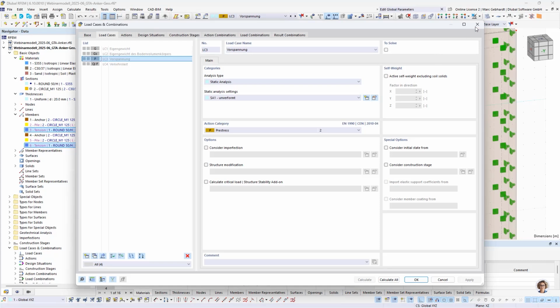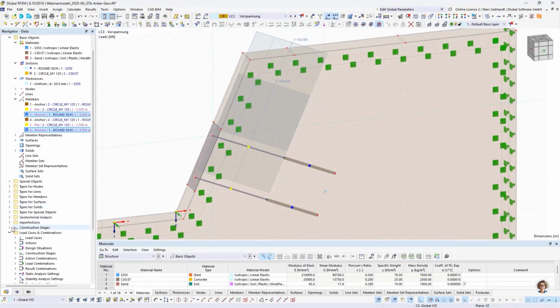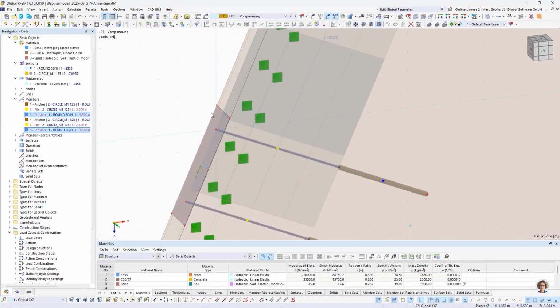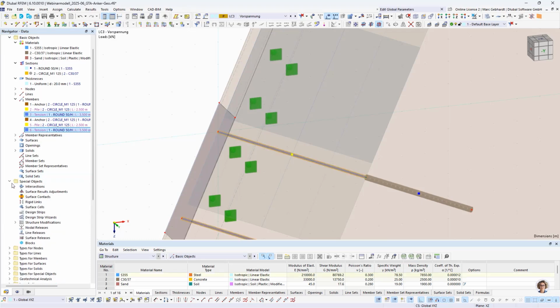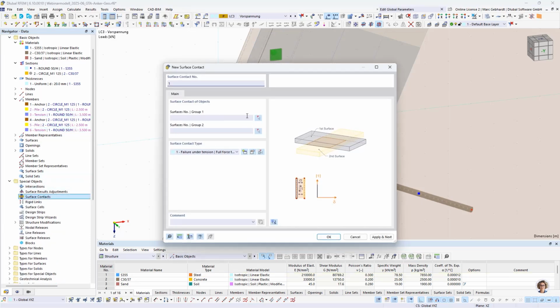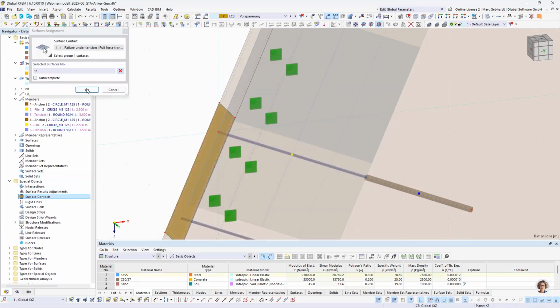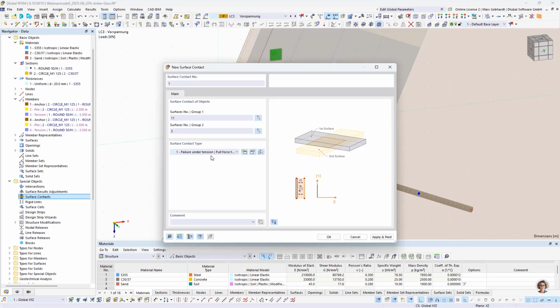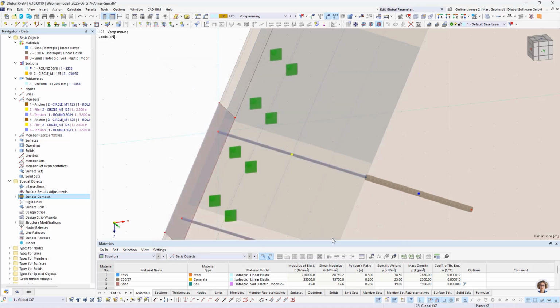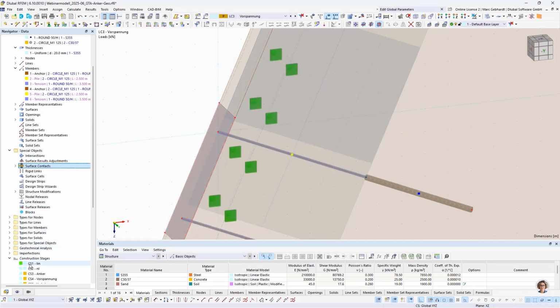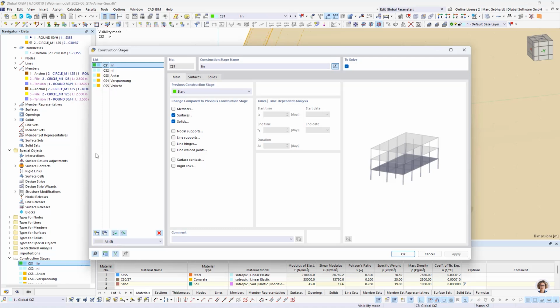I'm going over and take a look to the console. Oh, something else is missing. We need our surface contact. So we select the plate and low part of the soil. Get a failure under tension. Now it's generated, and going over to construction stages, which are also prepared.